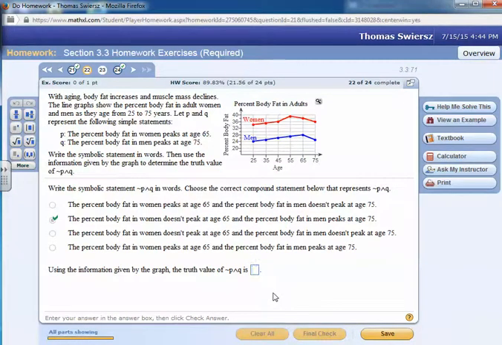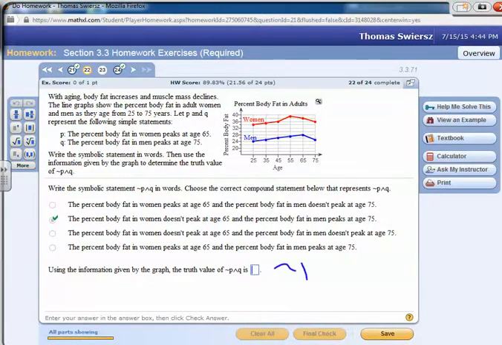Okay, use the information given in the graph. So not P and Q. Not P is the percent of body fat does not peak in women at age 65. It peaks at age 55, right? So that it does not peak at age 65 is actually a true statement, right? Because it peaks at age 55. So not P is true because it does peak at age 55, not at 65.